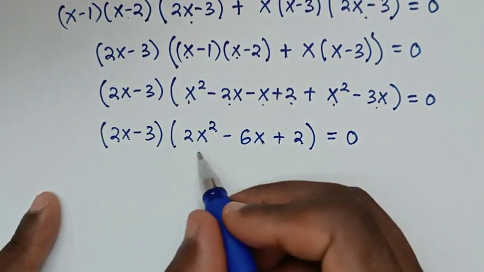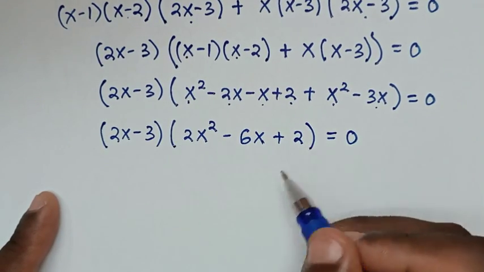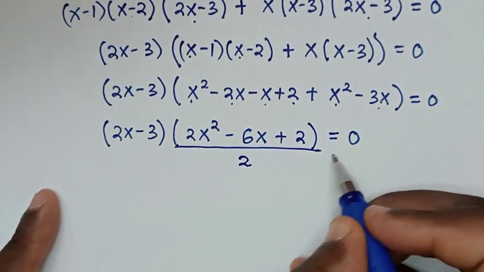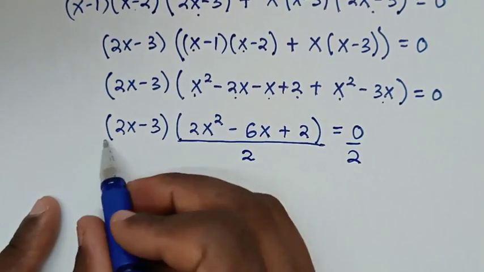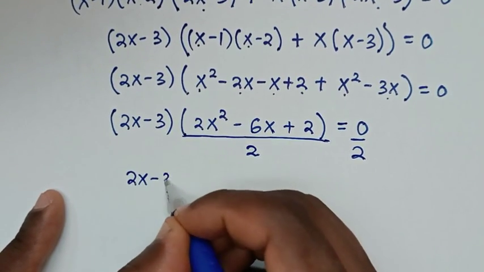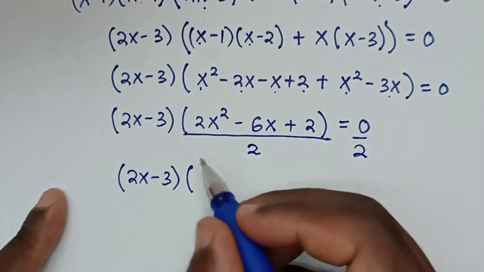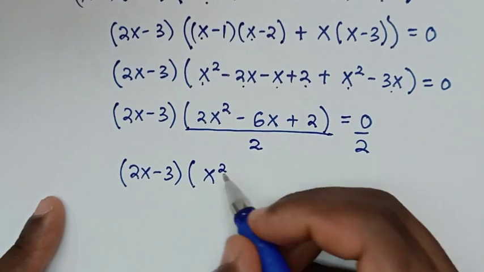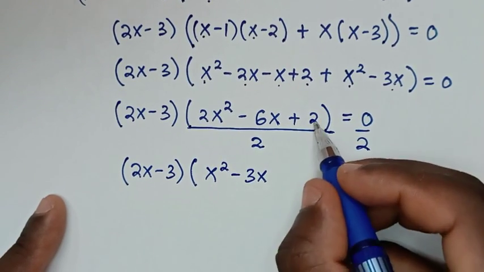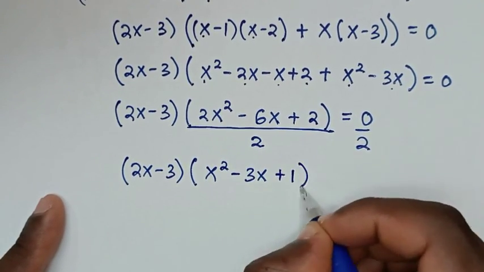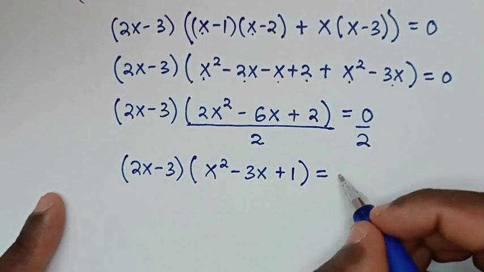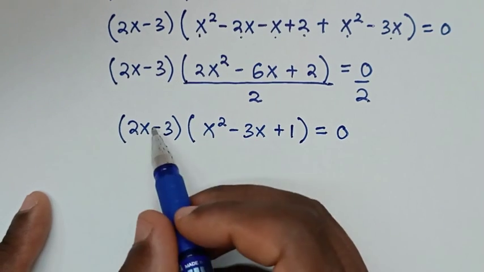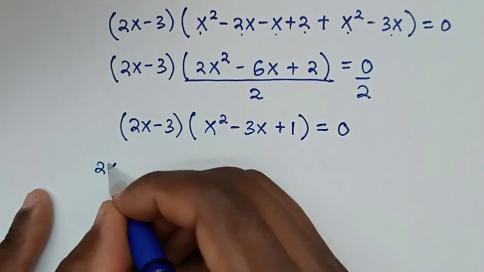Then in the next step, this quadratic equation is divisible by 2. So we'll divide this by 2 on both sides. So it will be (2x minus 3) times (2x squared divided by 2 is x squared, negative 6x divided by 2 is negative 3x, 2 divided by 2 is 1, so it will be plus 1) is equal to 0 divided by 2, it is 0.